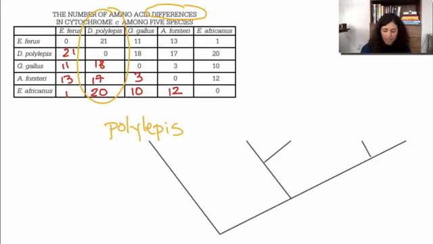And then we'll do the same thing. The next species on the cladogram, the one that's going to go here, is going to be the one that's most similar or least different to polylepsis. So looking just in the polylepsis column, the lowest number is for steri, so that's what's going to go here. And then what's going to go next? Well, it's going to be the next lowest number, which is Gallus.